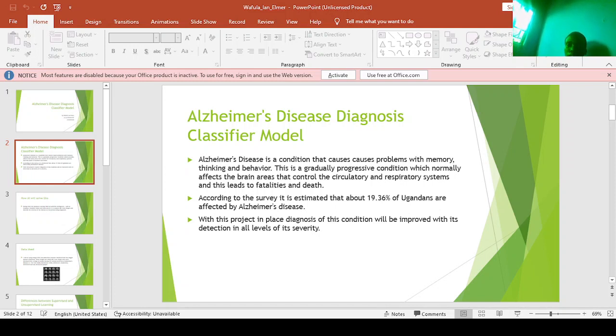According to the statistics of the disease in the country, it's estimated that approximately 19.36% of Ugandans are affected by the disease. So with this project in place, diagnosis of this condition will be improved, and also detection in all its severities will be eased.